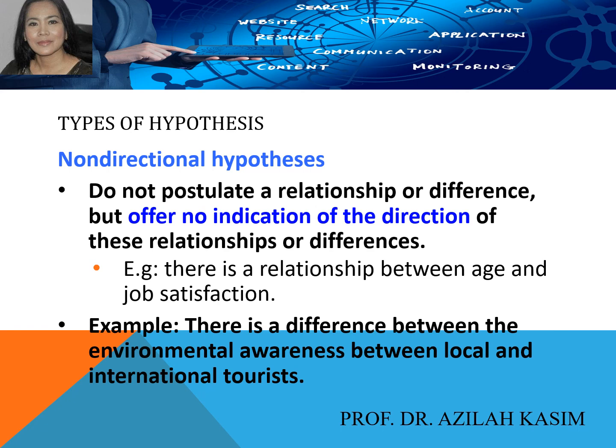A non-directional hypothesis does not show direction, does not show that it's positive or negative. It does not postulate a relationship or difference, but offers no indication of the direction of this relationship. So: there is a relationship between age and job satisfaction. This is the way we state it, because we don't want to say there is a positive relationship or a negative relationship between age and job satisfaction, because that would be directional. If we do not want to assume direction, non-directional means this is the way we should write it. There is a relationship between age and job satisfaction.